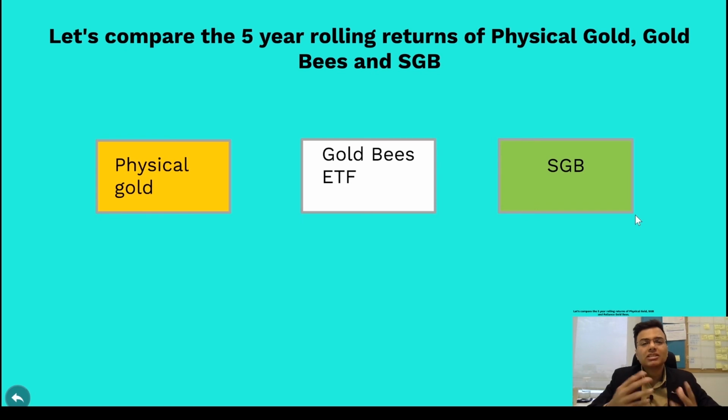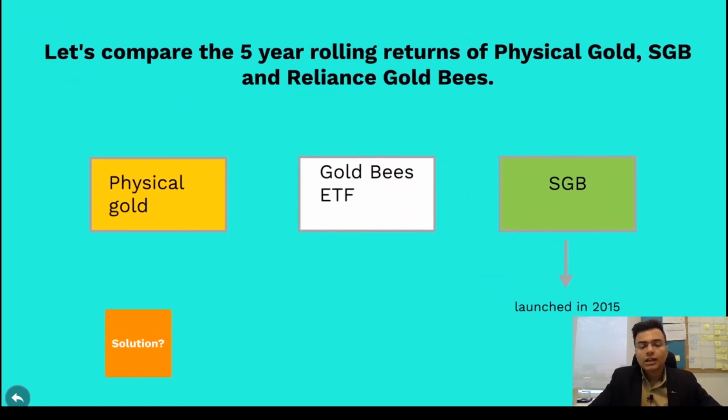But then there's a small problem here. What is the problem? See, the sovereign gold bond was launched only in 2015, right? It wasn't there prior to 2015. So how can you compare something which was launched in 2015 with an ETF which has been there since 2007 and physical gold where the data is available from decades ago? So how to do it? It's very simple. We will calculate synthetic returns for sovereign gold bond.